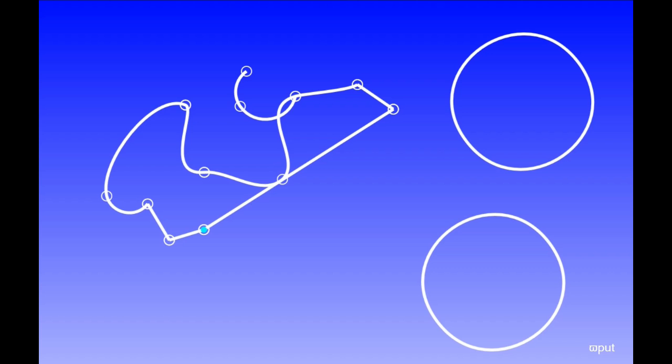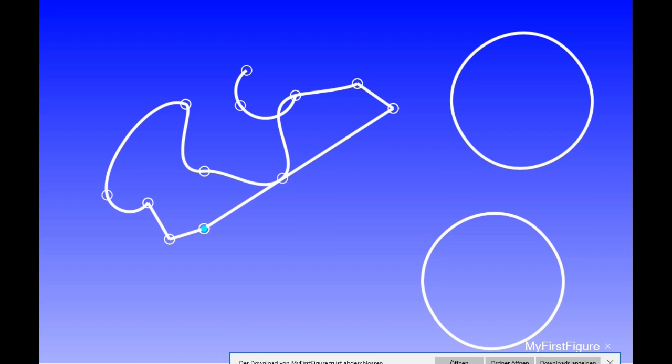Then of course we want to save our figure. For this purpose we click at the bottom where we can read pi put. If we just hit the return key here, then our figure is saved under this name. We can also give it another name of our choosing. Let's call it my first figure. And then hit return. Then a file myfirstfigure.py is stored in your download directory.